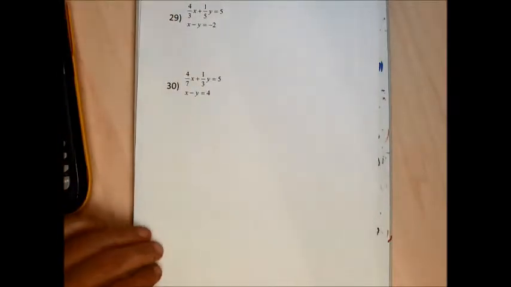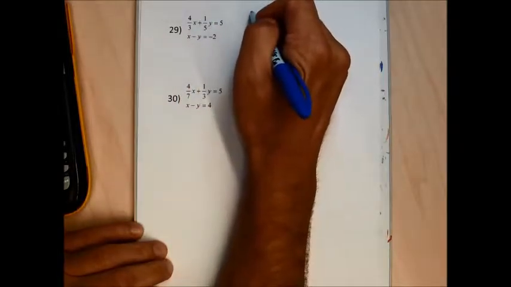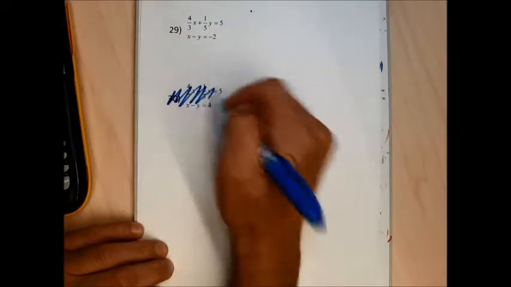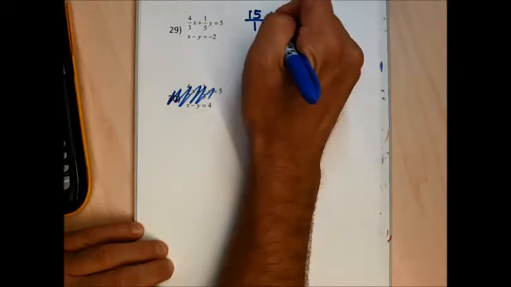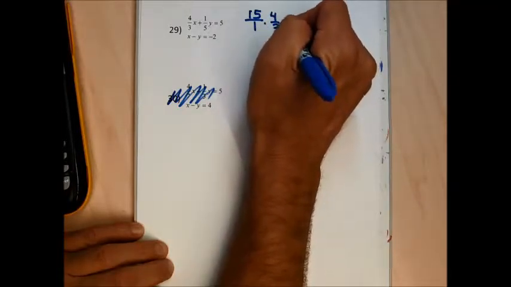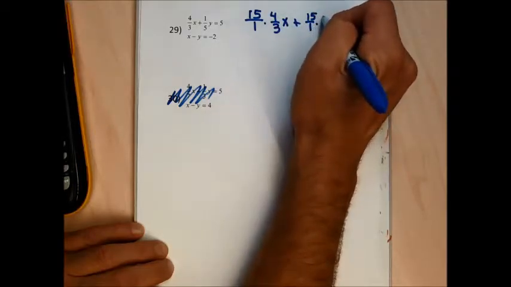Another horrible fraction set of equations. Let me do problem 29. You can pause the video and do it and then watch me do it, or you can watch me do it if you're not ready to do it. To get started on 29, I'm not going to do 30. To get started on 29, I'm going to multiply the top equation by 15, or 15 over 1 if it helps you see it, to make the fractions all disappear.